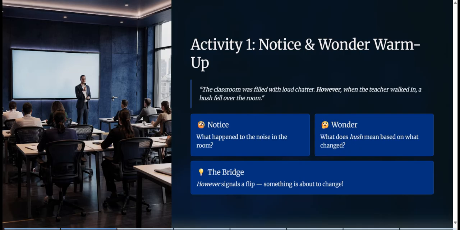Now, notice what happened to the noise in the room. Wonder, what does a hush mean based on what changed? And the bridge, however, signals a flip. Something is about to change. Turn and talk to your partner about this statement, and we will recap in a little bit.